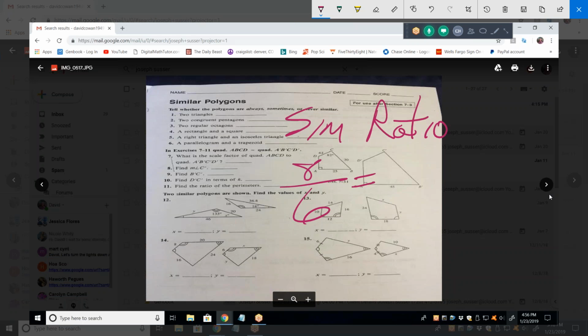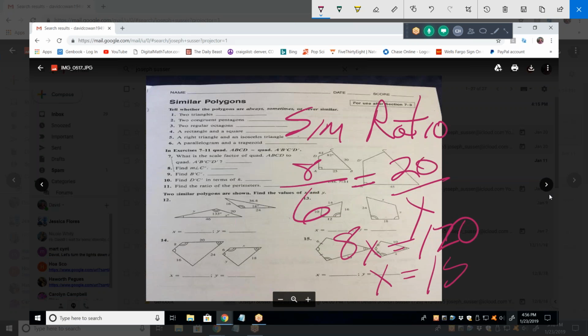8 over 6 equals 20 over x. And after you do a number of these, you'll get in the habit of putting your variable in the numerator, because that saves you one step. If the variable's in the numerator, you don't have to cross multiply and then divide. You just have to multiply. Nonetheless, this isn't that hard. You get 8x equals 120, x equals 15.